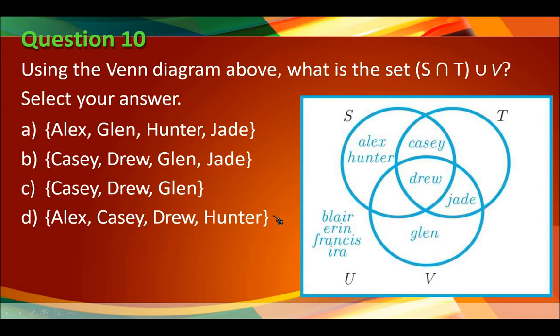And, ito po yung huling example natin. Using the Venn diagram, what is the set of S intersection T union of B? Ayan po. So, select your answer lang. So, that's all for today. Sana po naintindihan natin yung topics about sets and its operation.